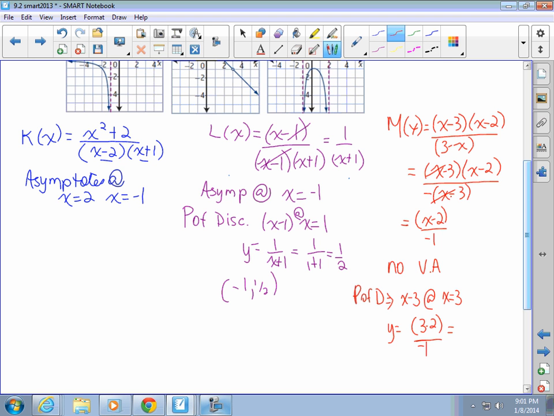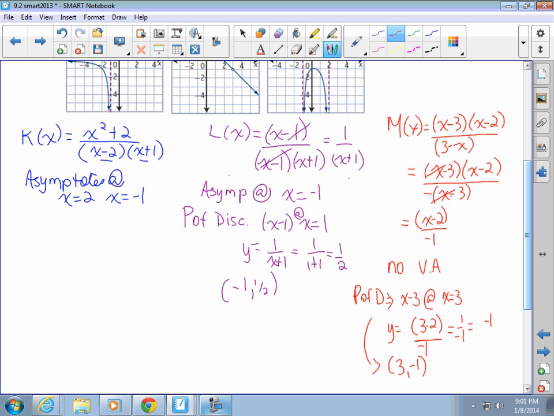So that is 1 divided by negative 1, so that's just negative 1. So my point of discontinuity occurs at 3 and negative 1. So now I take a look at these and see, okay, what goes with what.